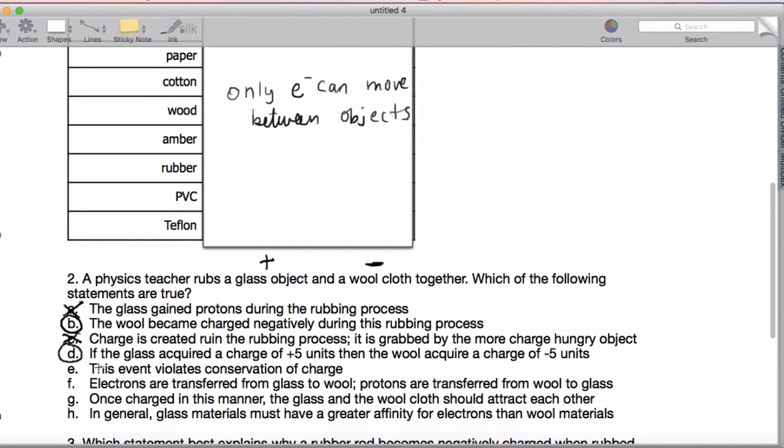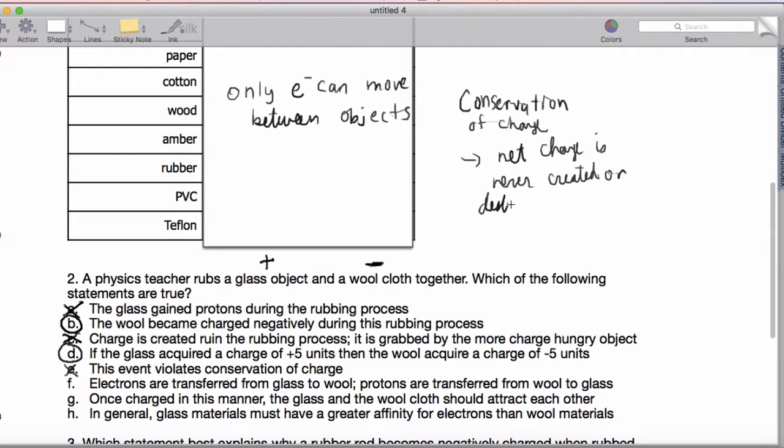Now, statement E: in real life, when something happens, you may never violate conservation of charge. And just to review, conservation of charge basically says you can never create or destroy charge. So net charge is never created or destroyed.